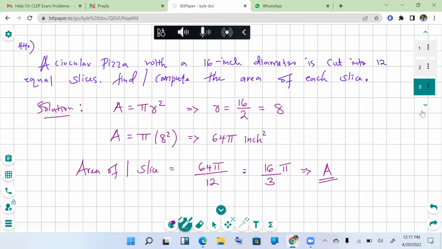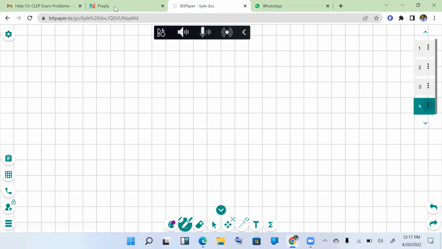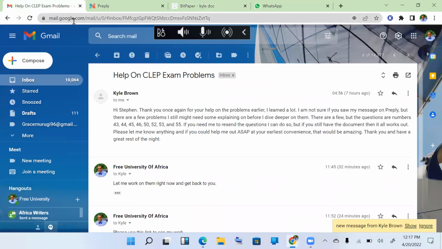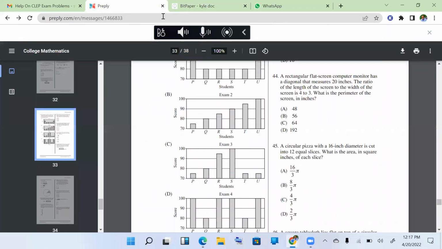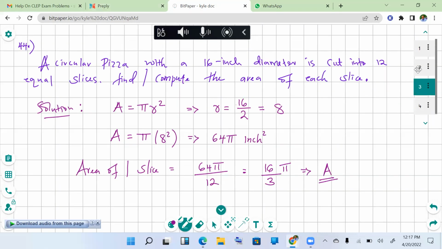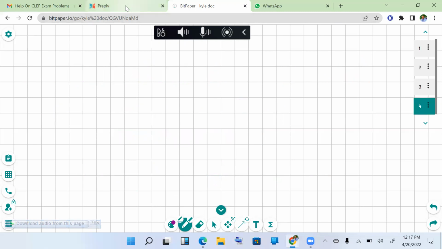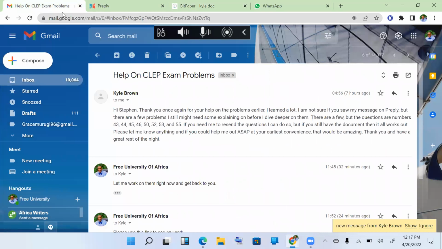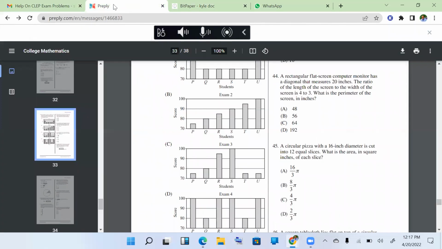All right, so we keep going. Now we look at number 45. So let's go to number 45. Wait, I think we just did number 45. Okay. Oh, yeah. This was number 45. Let me correct it. This is 45. Okay, there you go. So we go to number 46.